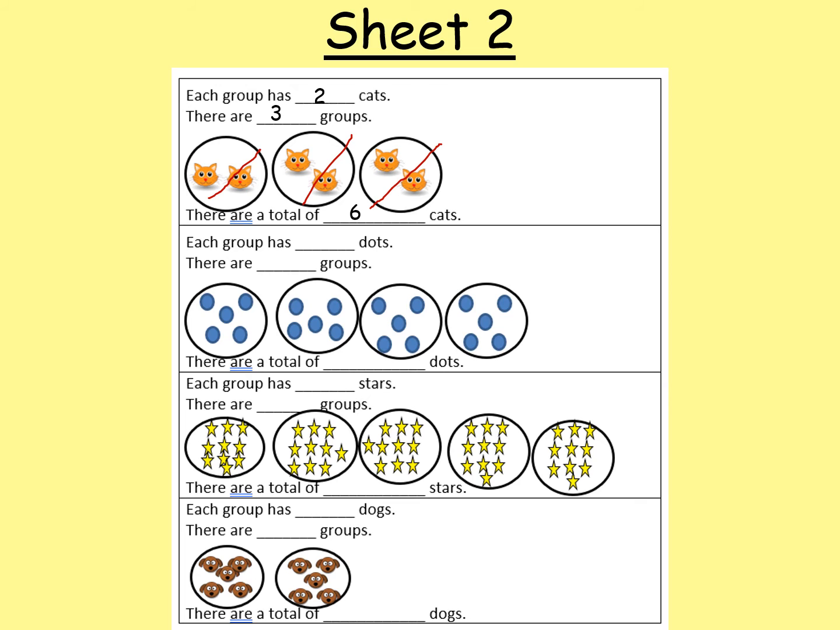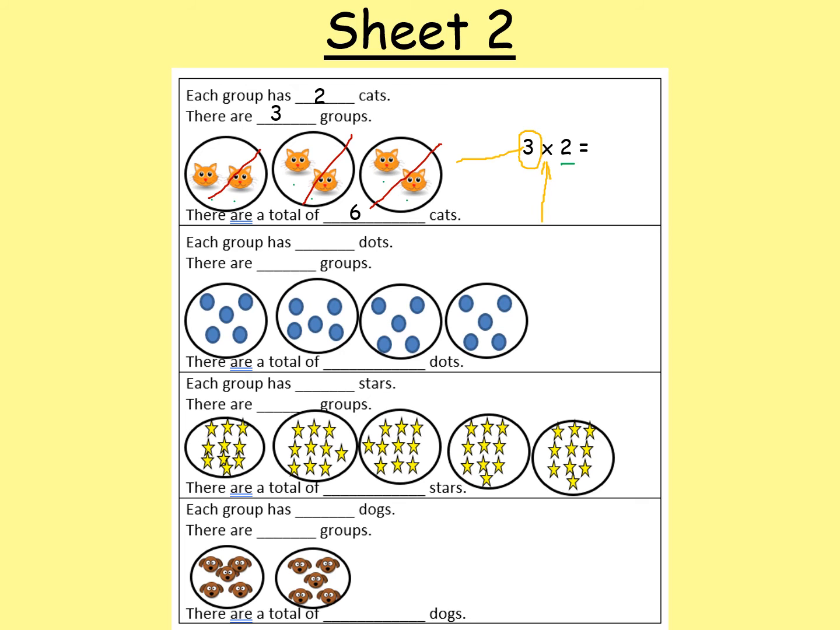Now, how could we write this as a number sentence, children? All right, let's have a look. This 3 here means there are 3 groups of cats. This sign here, our times sign, means groups. So we've got 3 groups of 2 cats, because there are 2 cats in each. There's 2 cats in here, 2 cats in this group, and 2 cats in that group. So we've got 3 groups, and each group has 2 cats.